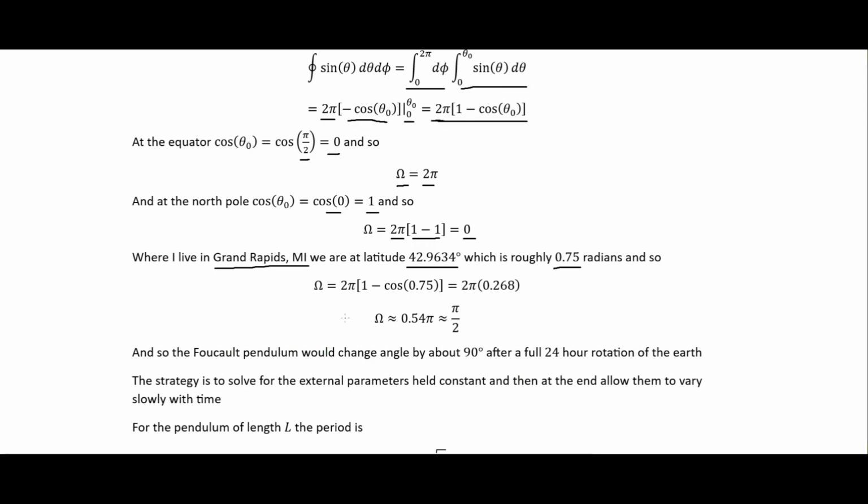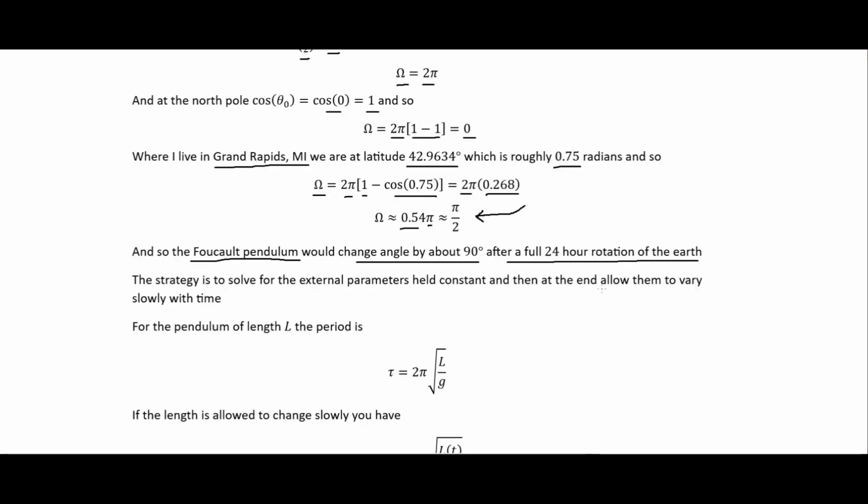And so if we look at this omega, we have 2 pi times 1 minus this cosine of 0.75 here. So we have 2 times this 0.268, which gives us roughly 0.54 times pi, and so it's roughly pi over 2 radians. And so what that means is that the Foucault pendulum would change angle by about 90 degrees, or pi over 2 radians, after a full 24-hour rotation of the Earth. And so that is a way that you can actually measure the rotation of the Earth, using one of these Foucault pendulums.